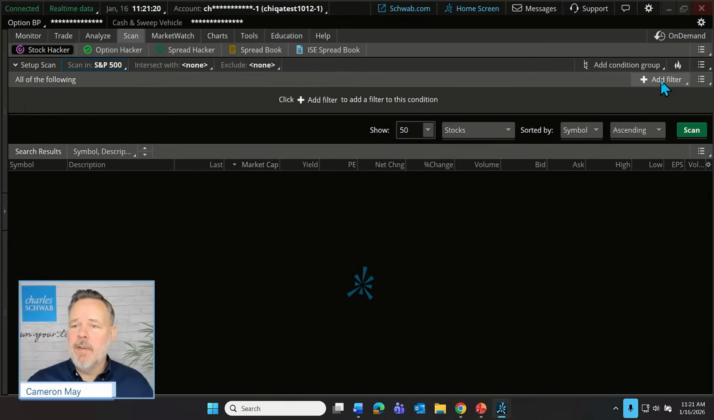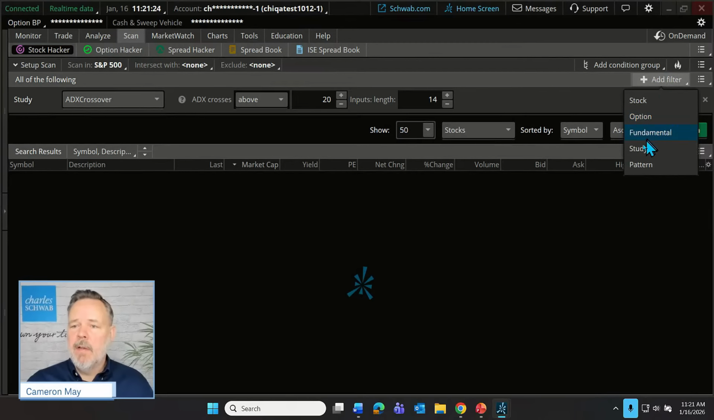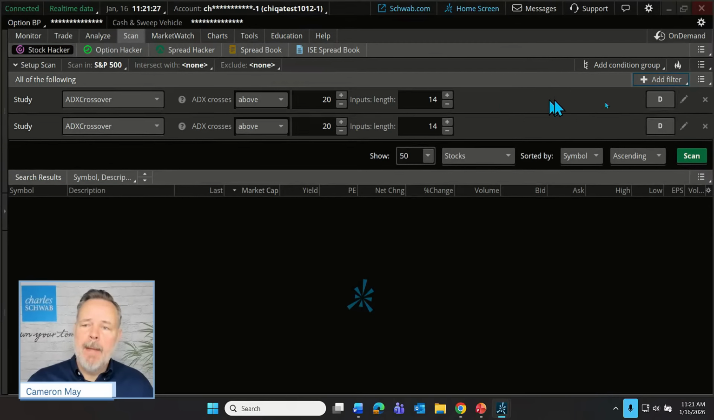So I'm going to add some filters. Let's add a filter, study, add a filter, study. These 2 are going to be our trend filters. We're going to first look for a short-term trend, and then we're going to look for a long-term trend. There are a number of different ways that we might scan for stocks that are in upward trends, but one way is just to compare moving averages. You've seen me do it with triangular moving averages with our TVM study set.